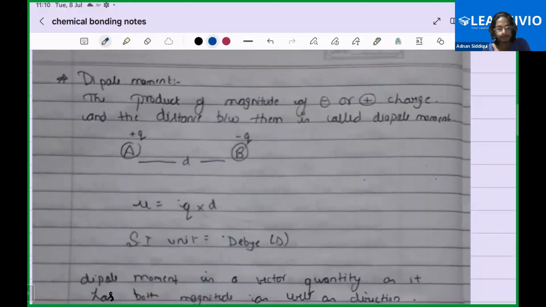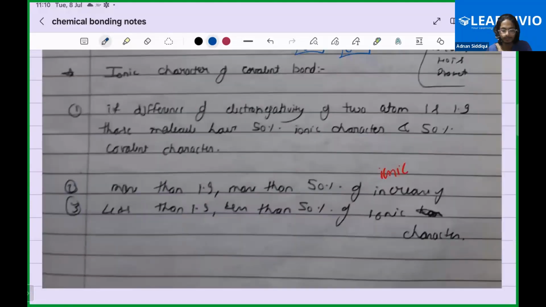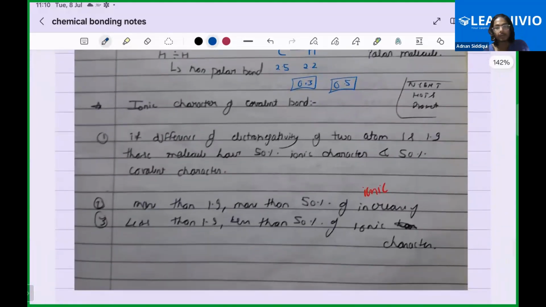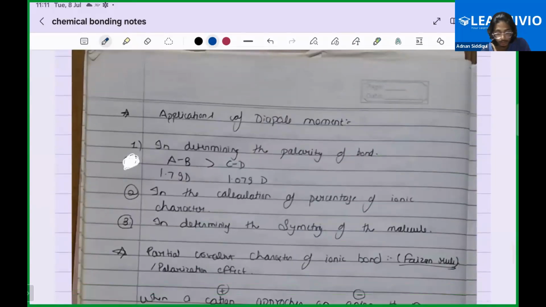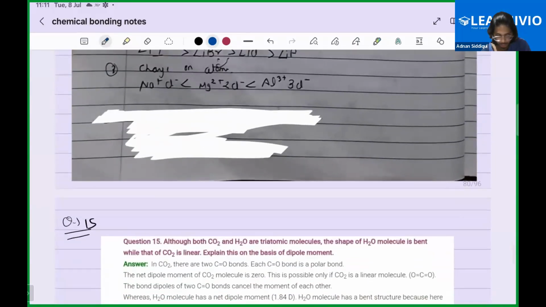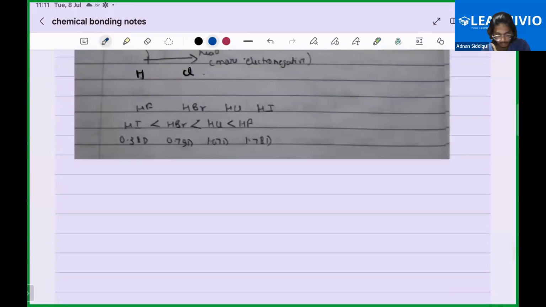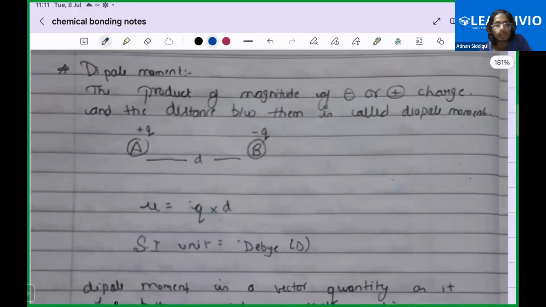Now, dipole moment. Okay, this is important. There are several questions on this and easy ones. So the dipole moment, the product of magnitude of negative and positive charge and the distance between them, is called dipole moment.